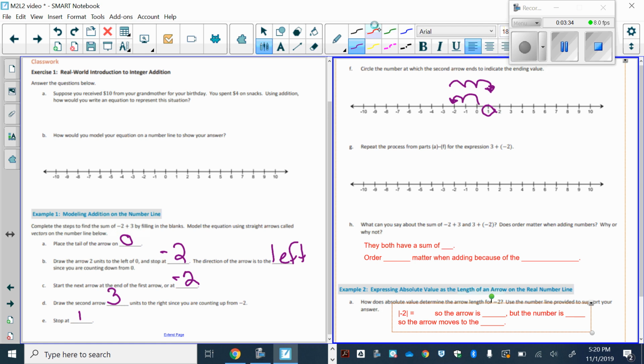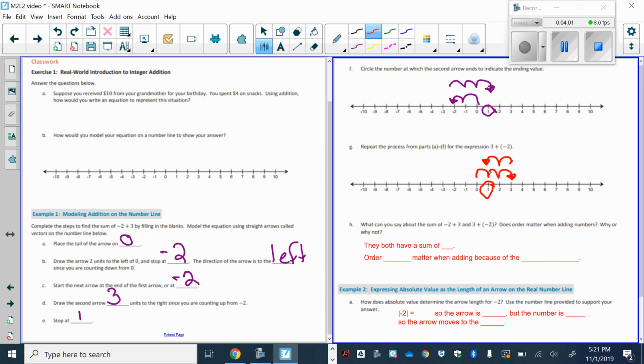So we start the arrow at 0, and we go to the right 3 because that's our first addend. 1, 2, 3. Arrowhead to show what direction. Then where we stopped is where we start. So I'm starting here, and I'm going to go to the left 2. 1, 2. Arrowhead to show what direction. And where did I land? I landed at 1, so I circle it. 3 plus -2 equals 1.